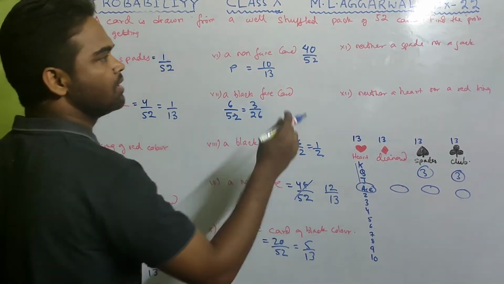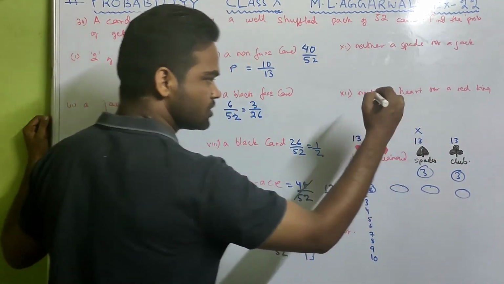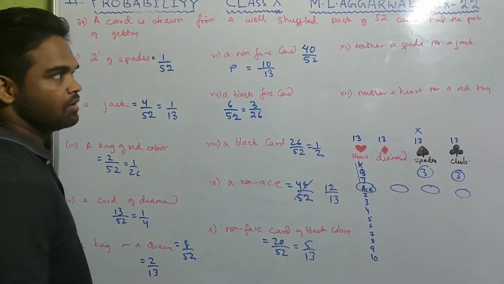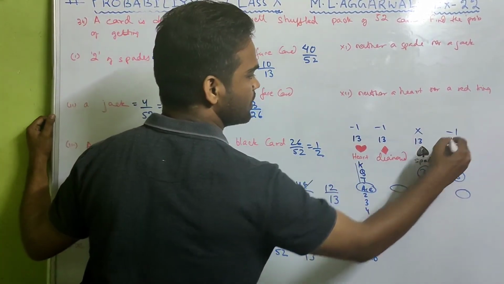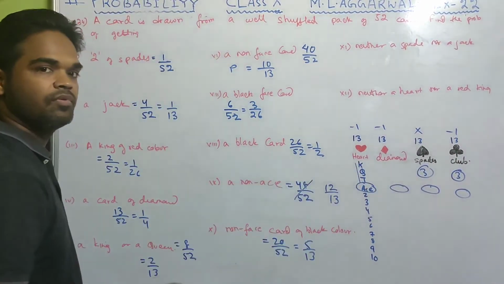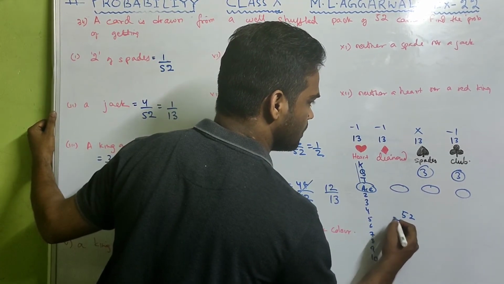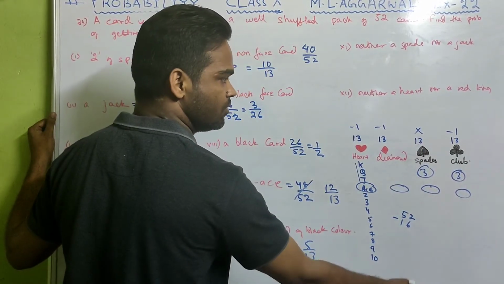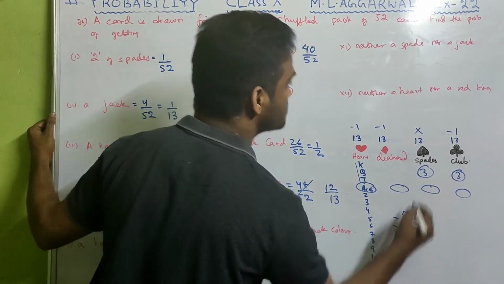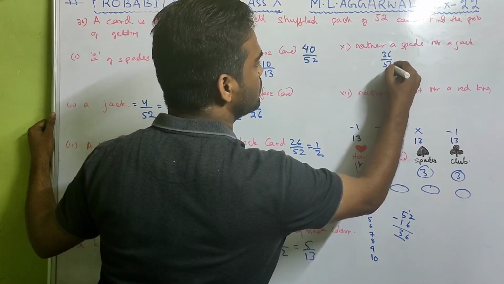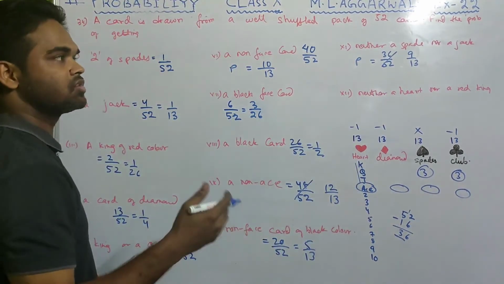Am I clear? Neither a spade nor a jack, which means you remove all the 13 cards from here, spades, and nor a jack: 1 card from here, 1 card from here, 1 card from here. 13, 14, 15, 16 cards are removed. The rest can come. So 52 minus 16, see, 13 spades removed, 1 from each removed, so that's 36 out of 52, 4 9 times, 4 13 times. So that's the probability that you get neither a spade nor a jack.